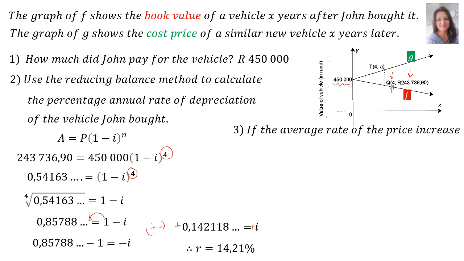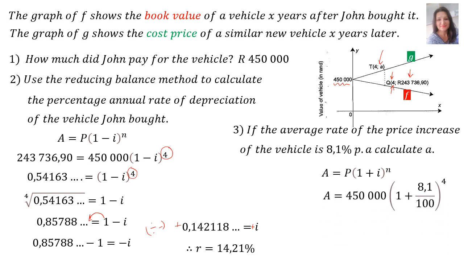Third question. If the average rate of the price increase of the vehicle is 8.1% per annum, calculate A. So what am I asking you now? This is now the G graph, the cost price of the vehicle. So we will be looking for the value of A. So into this formula, A equals P bracket 1 plus I to the N. In P's place, it's this P value, the initial value of the vehicle, 450,000, bracket 1 plus the interest rate, 8.1% over 100.